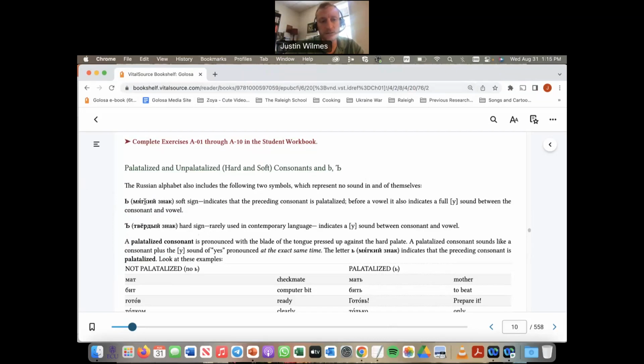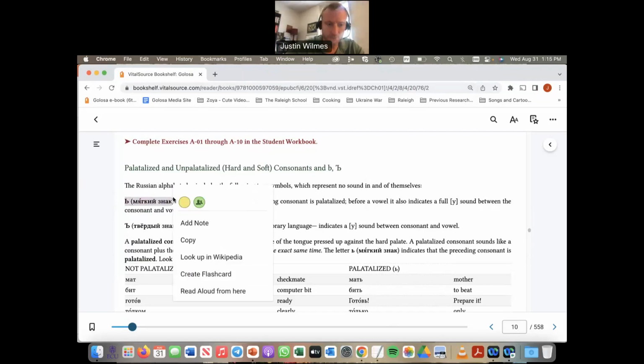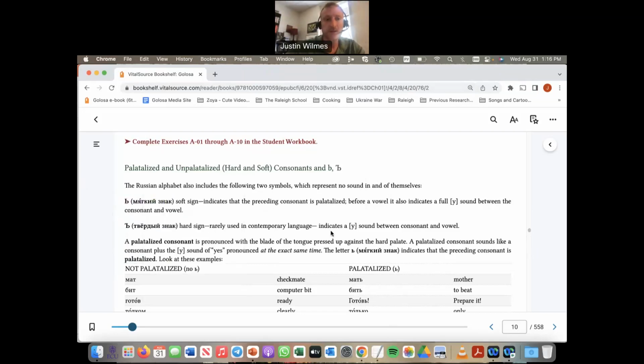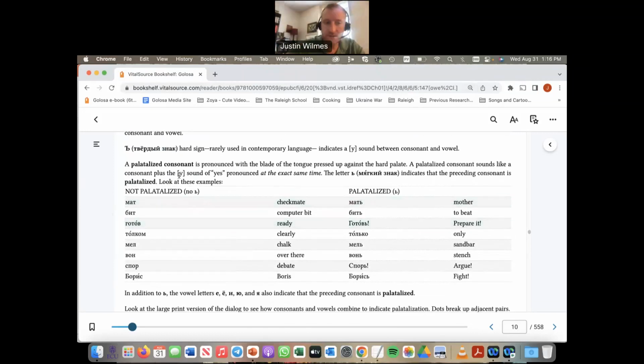And мягкий знак, this is the one that we're going to focus on much more because it happens quite often. And it's pretty important: whenever a soft sign appears, the preceding consonant is going to be softer, and that's a way that we can work on our accent and sounding as Russian as possible. A palatalized consonant is pronounced with the blade of the tongue pressed up against the hard palate. A palatalized consonant sounds like a consonant plus the Y sound of yes pronounced at the exact same time. The letter soft sign, мягкий знак, indicates that the preceding consonant is palatalized.